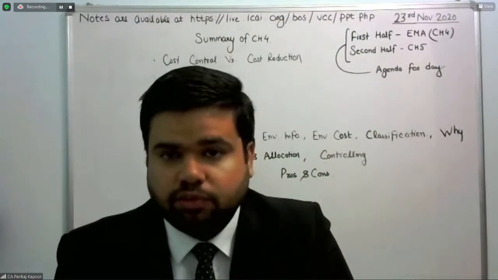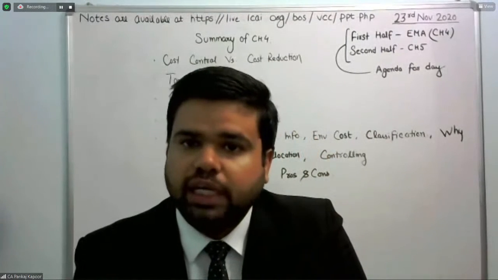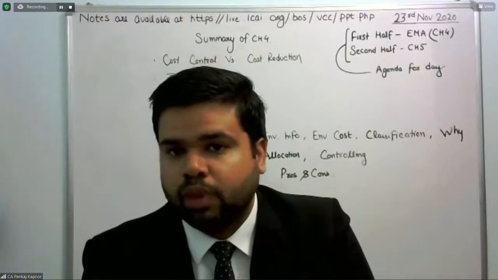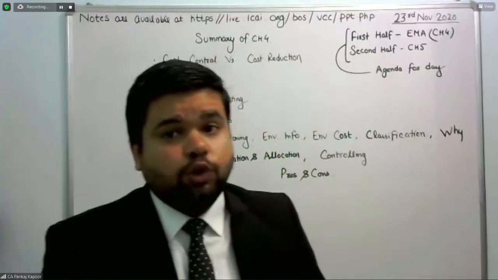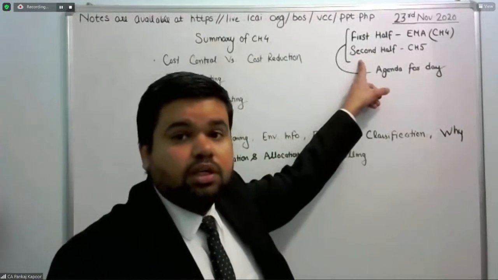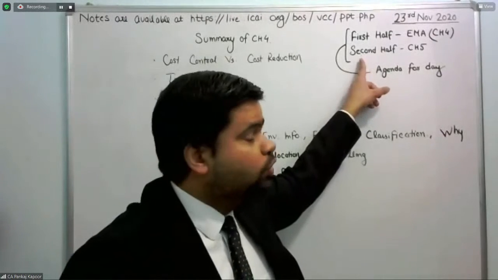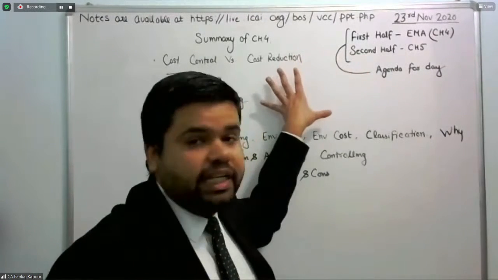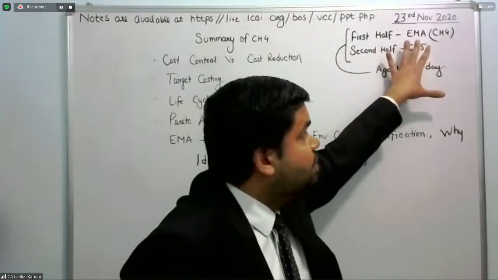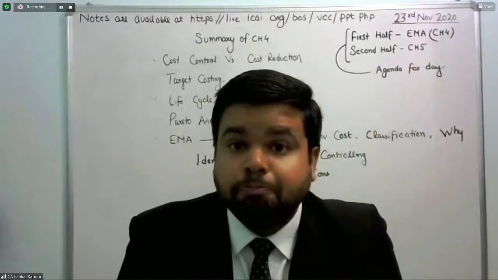In the previous class, friends, we covered the Pareto analysis after closing the life cycle costing, and then we started the EMA, Environment Management Accounting. So the agenda for today's class is not only chapter number 5, which is the cost management for specific sectors. We also need to cover the remaining portion of the EMA. In the previous class, we started the EMA and covered some of the basic concepts related to the EMA.